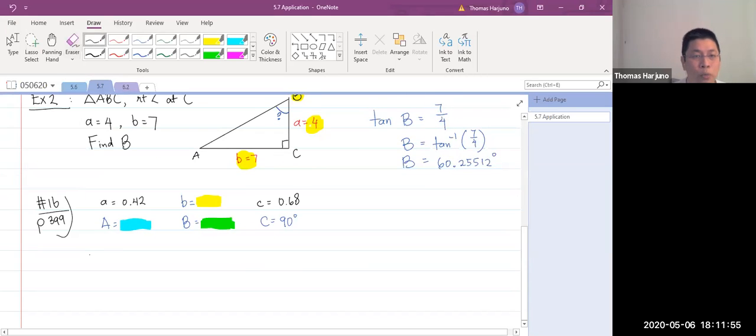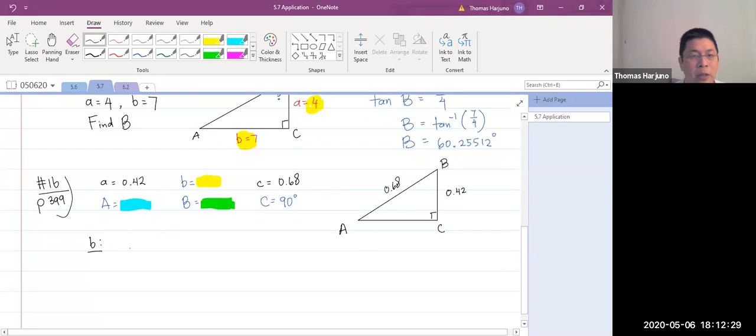Okay, let me do part B. Find the length of B first. Oh, you know what? No, that's not the first thing I do. I need to graph it first. Sketch the graph, at least have a strong feeling about what those variables are implying. Let's say this is A, this is B, right angle at C. They call that gamma, by the way. And then side A is 0.42, side C is 0.68.